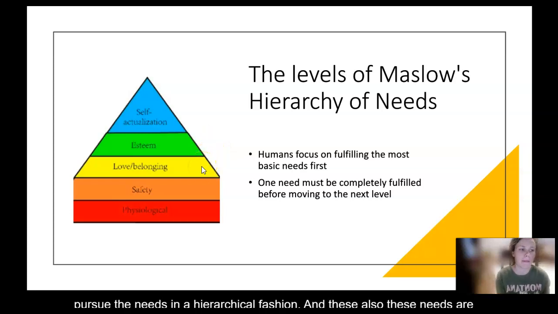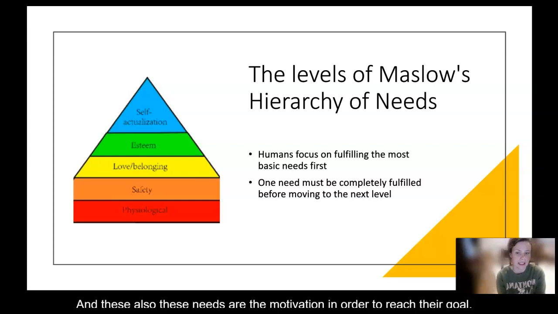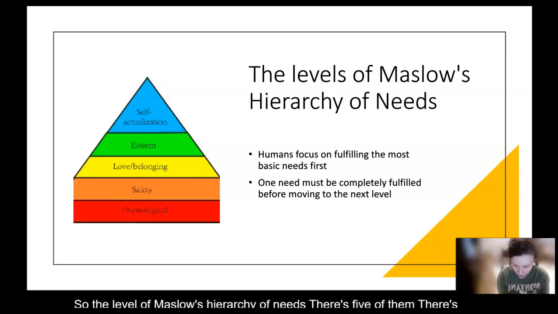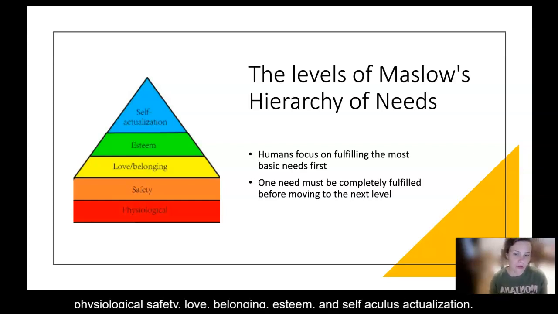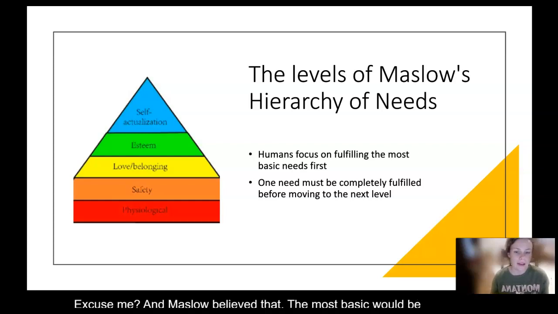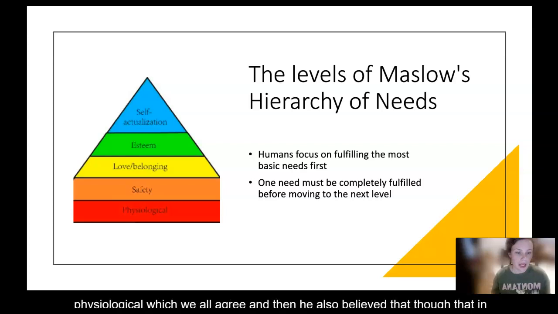So the levels of Maslow's hierarchy of needs, there's five of them. There's physiological, safety, love and belonging, esteem, and self-actualization. Maslow believed that the most basic would be physiological, which we all agree. He also believed that in order to move from one need to the next, you would have to completely fulfill the one need.